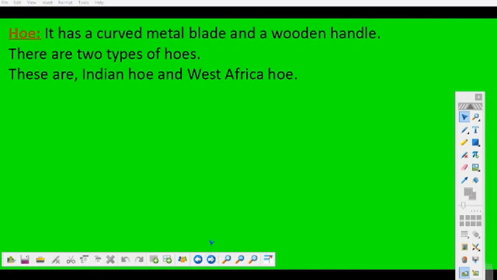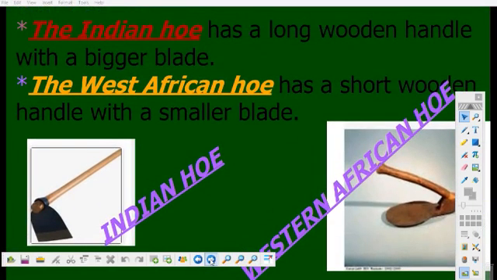Remember I said that there are two types of hoe, Indian hoe and West African hoe. Okay, the Indian hoe has a long wooden handle. You can see it has a long wooden handle with a bigger blade.